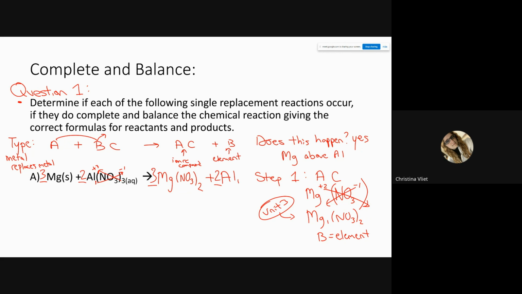Step 2, balance the equation. This is the same steps from last time. Every time you complete and balance, follow the same steps. Finally, what's the last thing?